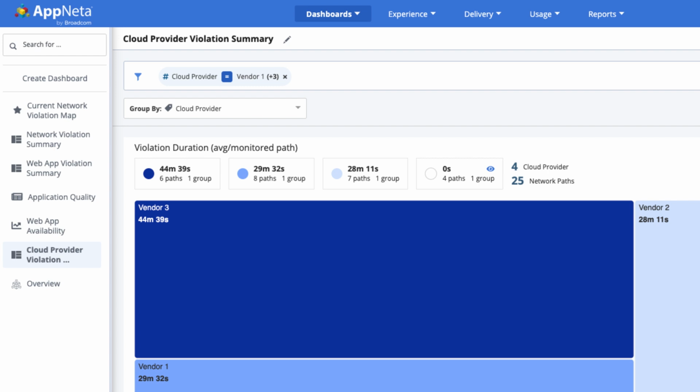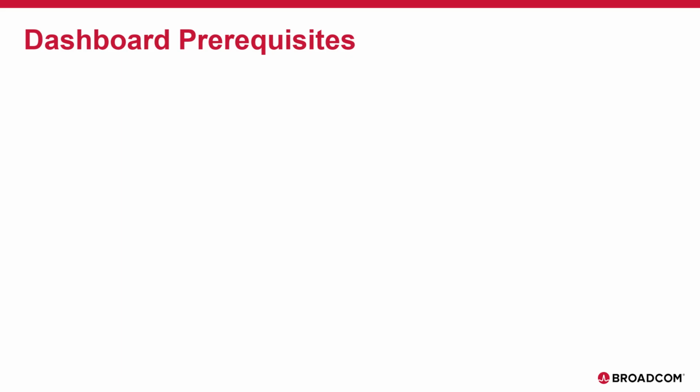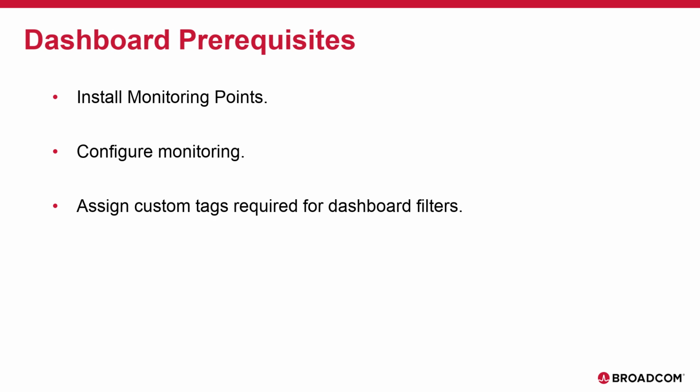AppNeta includes two versions of the violation summary dashboard, one for network path monitoring and one for web path monitoring. In this demonstration, we will create a network violation summary dashboard, but the procedures are the same for the web app version. Before creating a dashboard, we have already installed monitoring points, created the relevant network monitoring policies, and assigned the custom tags we will need to filter the dashboard.